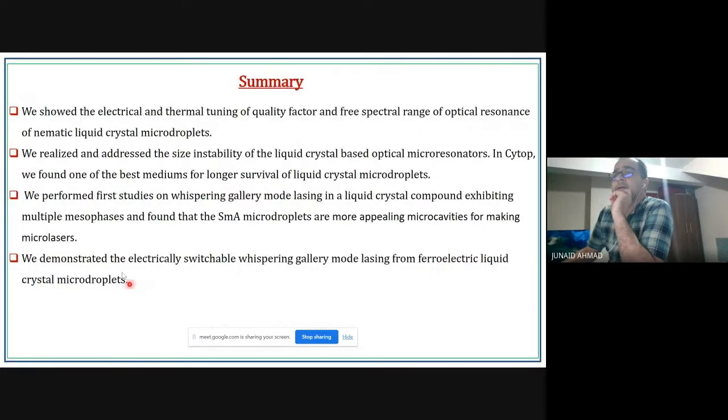So in summary, we showed electrical and thermal tuning of quality factor and free spectral range of optical resonances in nematic liquid crystal droplets. Also, we addressed the size instability of liquid crystal droplets, and we found CYTOP as one of the best mediums for having stable optical microresonators. And also, we performed first studies on whispering gallery mode lasing in a mesomorphic liquid crystal droplet having 3 liquid crystalline phases, and we compared those lasing actions in those 3 phases as well. And finally, we also demonstrated electrically switchable whispering gallery mode lasing from ferroelectric liquid crystal droplets as well.